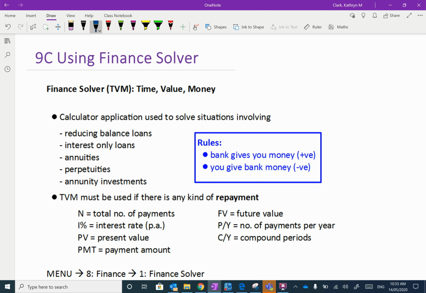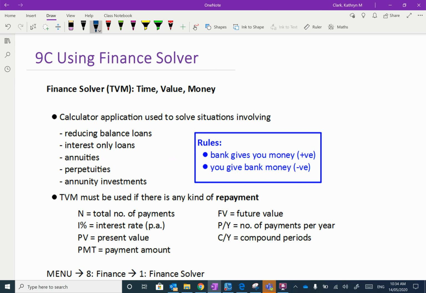All right, finance solver. This is where we get into the guts of recursion and financial modeling. We're going to be moving away from using these recurrence relations and looking at how to use the finance solver function on your CAS. So a number of questions in the finance module are actually solved using this CAS component.